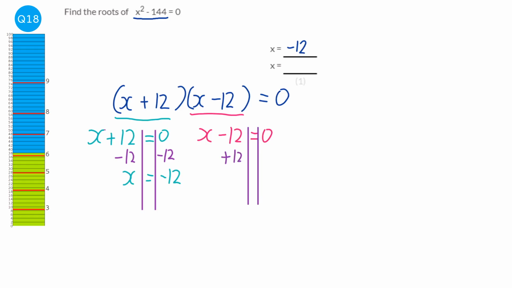So add 12 both sides. You'll notice something about the numbers here, that they are just exactly the same. And that's because when you find a solution, you get the number here and you just change the sign. So that becomes minus 12 and that becomes plus 12.